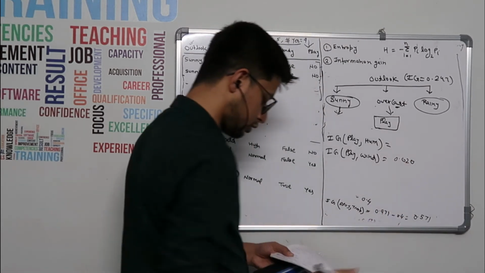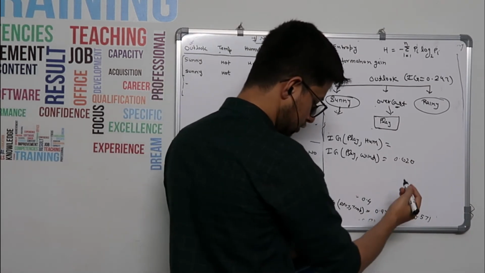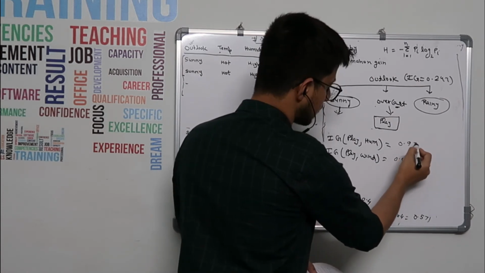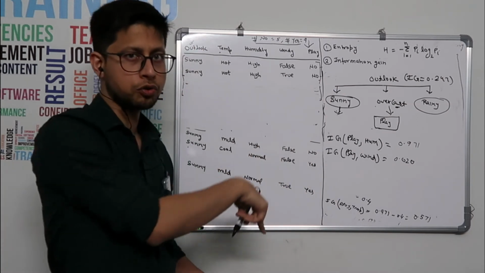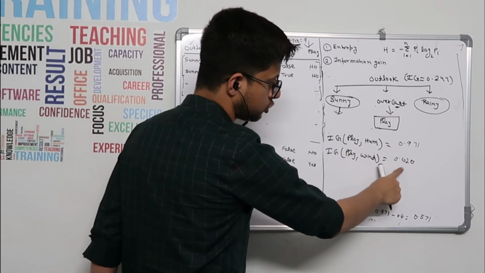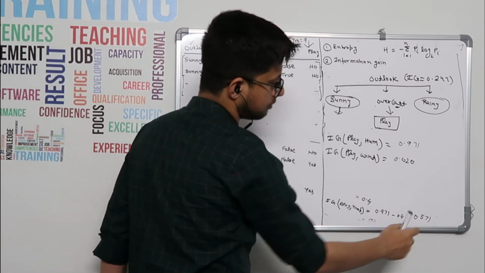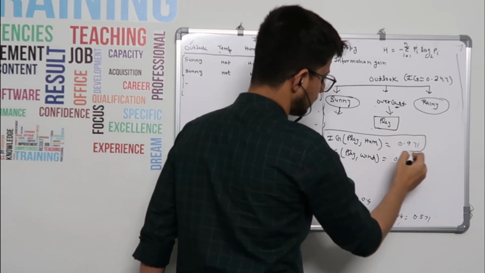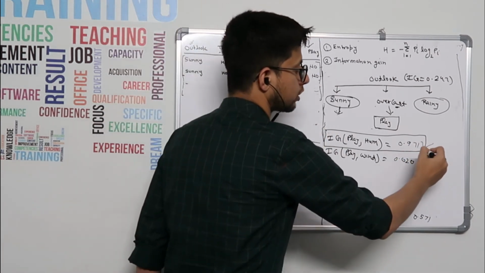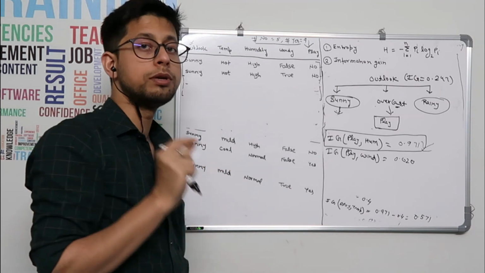It will come 0.020 and it will come 0.971. I have shown the calculation, right? How to calculate, you already know, right? So I'm just directly writing, okay, this is 0.971, this is 0.02, and this is 0.571. So which one is bigger? This one is bigger, right? So humidity. So that's where we'll decide, okay, after sunny, the next node will be humidity.